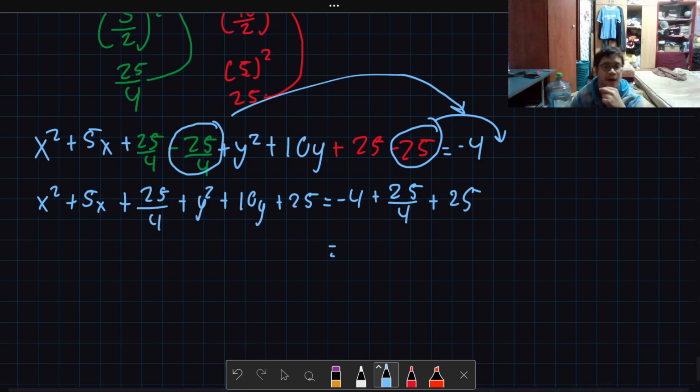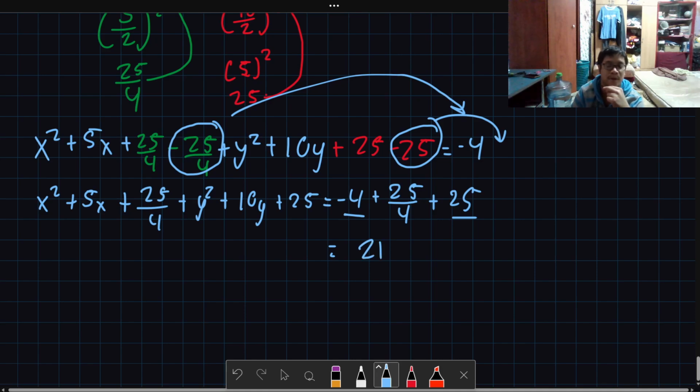Now, how are we going to simplify? First and foremost, let's do the easy one, which is on the right side. Let's combine negative 4 and 25 together because both of them are easy to combine. Negative 4 plus 25 will give you 21. 25 minus 4, yes, 21. Then let's add it to the fraction.